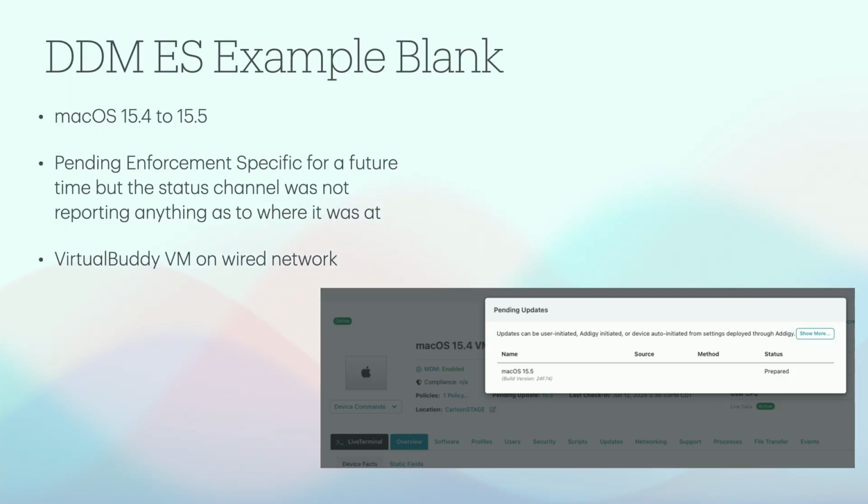This was macOS 15.4 to 15.5, and I was doing a pending update for a future enforcement time. The status channel was reporting that there was something, but it wasn't telling me what it was actually doing. This was a VirtualBuddy VM, again on a wired network. At the bottom is a screenshot where I can click on the pending update. It will tell me the status I've prepared and pull through that install state of where it's at, but it was blank. I couldn't figure out why.